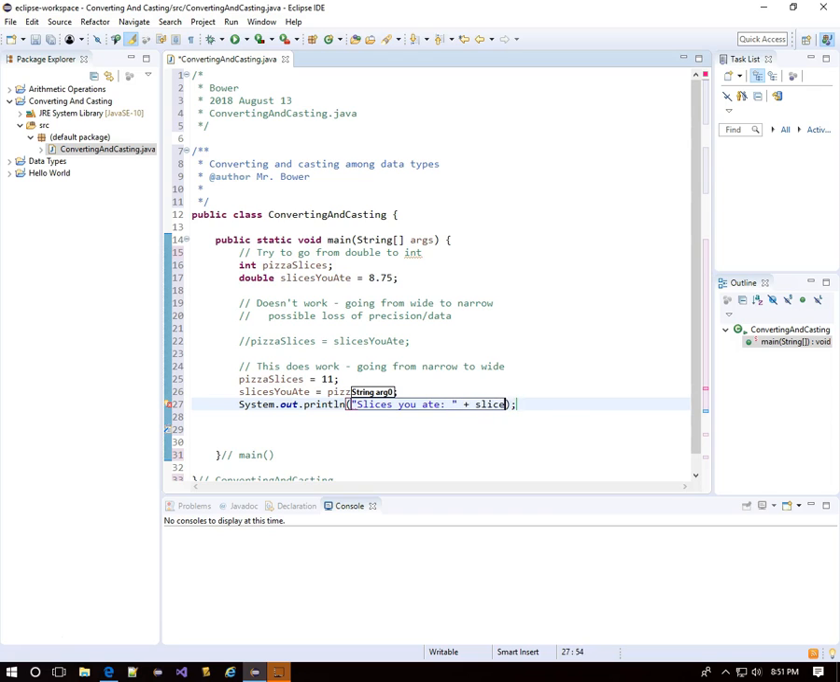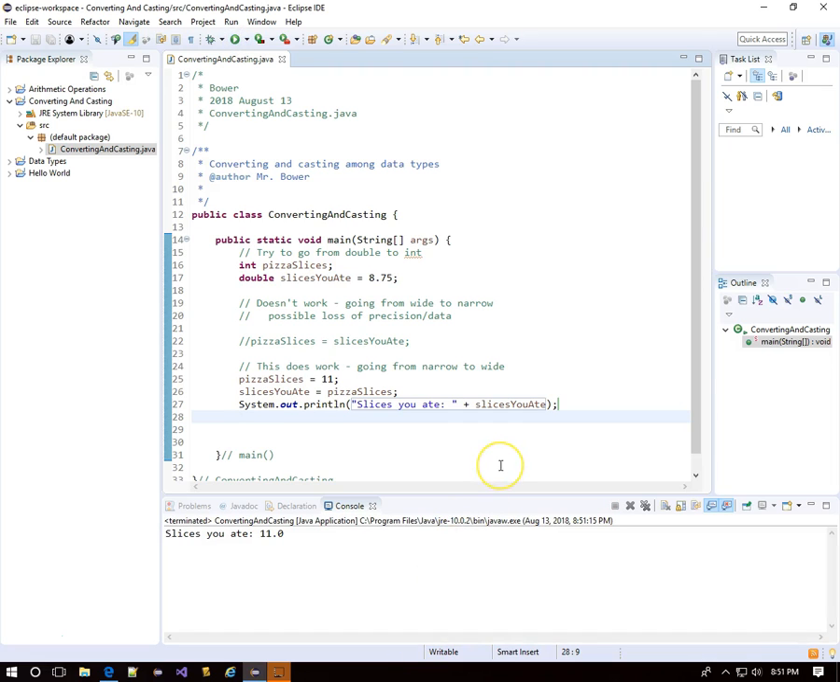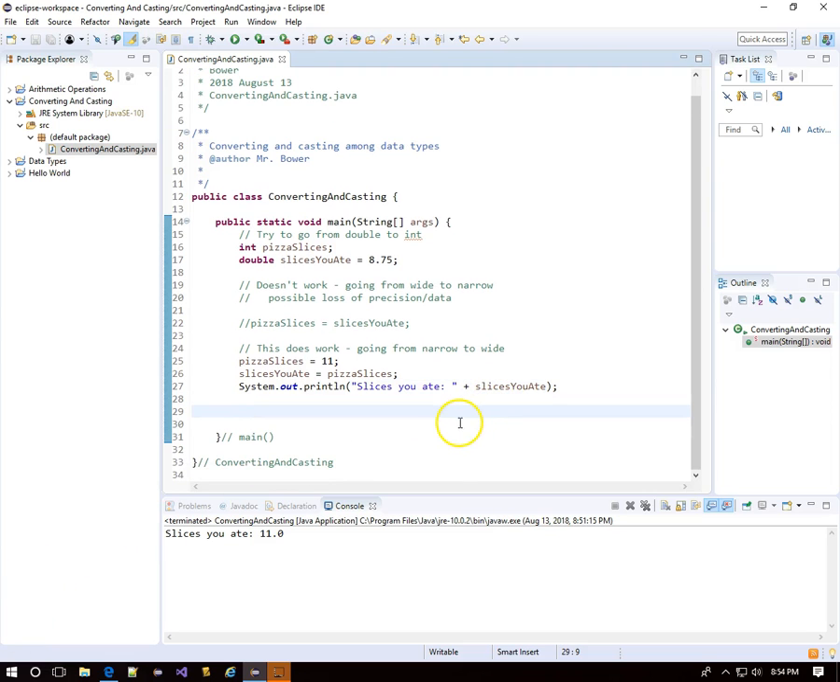Let's display what we've got for slices you ate. It's 11. In fact, 11.0 because it is a double. No problem taking an integer and setting a double equal to it, converting it to a double. But we do have problems going from a double to an integer. Casting can help us out.